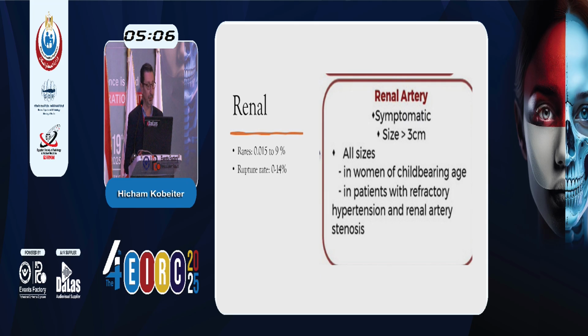For renal aneurysms, it's not very common in series, and rupture is very uncommon. The rupture rate goes from 0 to 14%. Normally the size to treat if they are not ruptured is above 3 centimeters, and also if it is a woman of childbearing age, or if you have refractory hypertension or renal artery stenosis.